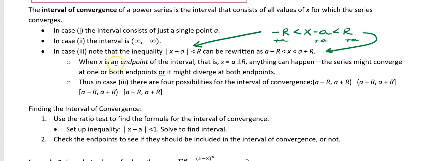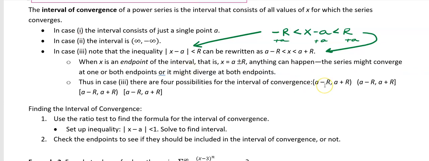So when x is an endpoint, once you solve this and you get your interval, there's going to be 1 value at each end, or 2 endpoints. Those values may be a part of the interval, and they may not be.